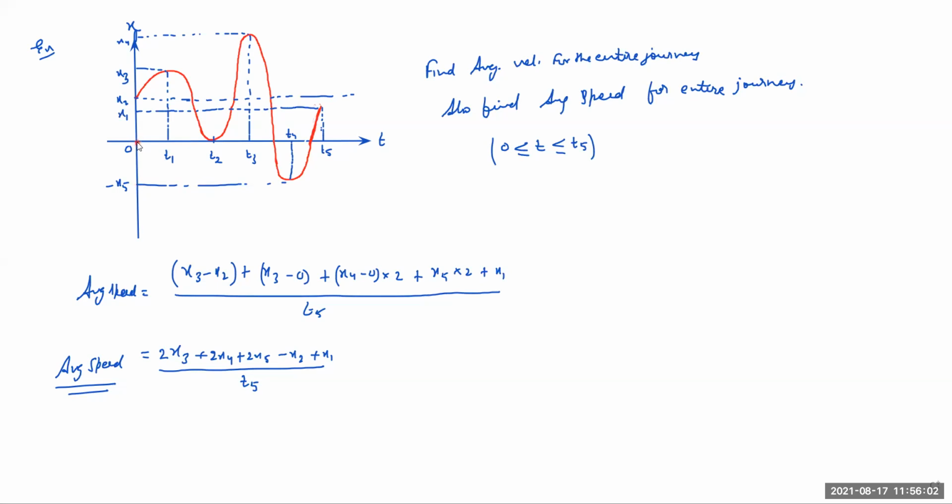Read the question carefully. How much is the length from here to here? x5. From here to here, minus x4. Come on, distance. x5. How much is the distance here? x5. And how much is the distance here? This one, x1. So that's your distance.